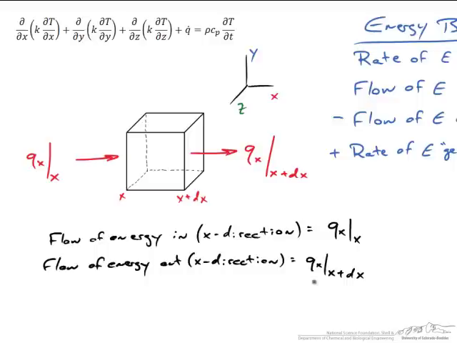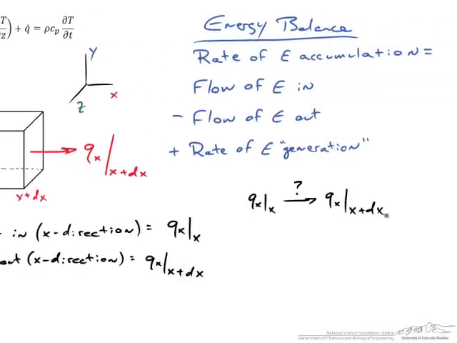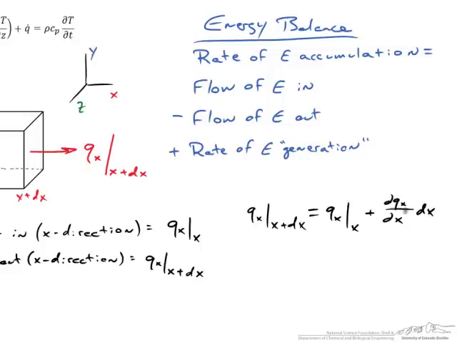So the question that remains now is, how do we relate qx evaluated at position x to that evaluated at position x plus dx? In other words, how do we make the relationship between these two? And we can do that by using a Taylor series expansion. And all we're really doing is just looking at the first order term. So what we'll get is the heat flux in the x direction evaluated at x plus dx, so you evaluate it out here, is simply the flow of heat into the left-hand side, qx evaluated at x, plus this rate at which the heat changes as a function of x, dqx/dx, multiplied by dx.